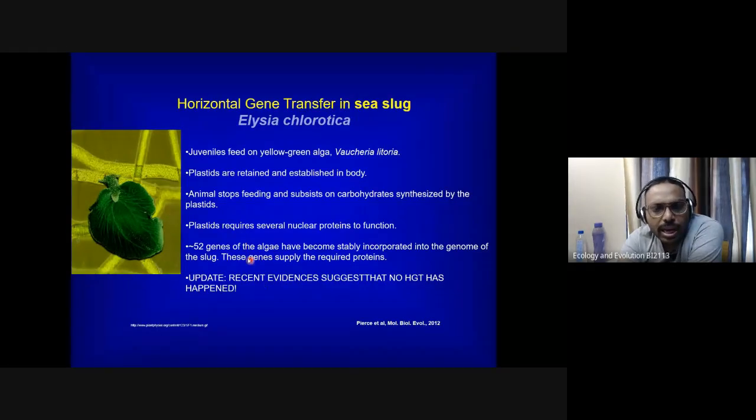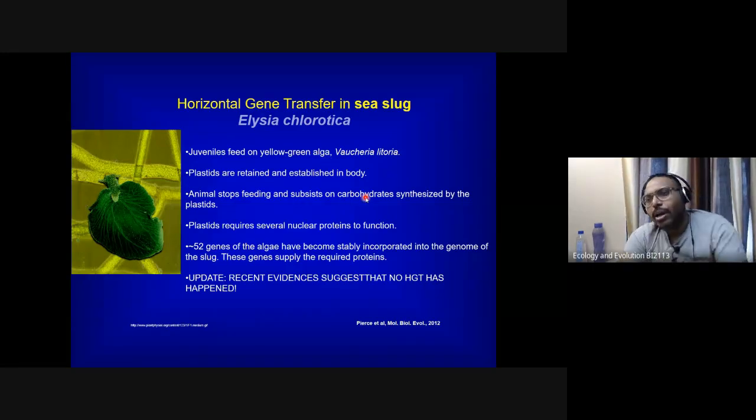Then the question is, if that is the case, how are these Vaucheria plastids able to survive and photosynthesize inside the slug? It turns out that the Vaucheria plastids are of a very different type compared to the plastids of normal plants, which require these nuclear proteins. Vaucheria plastids do not. So Vaucheria plastids can essentially be autonomous, and because of that, they don't really need any help from the slug genome.